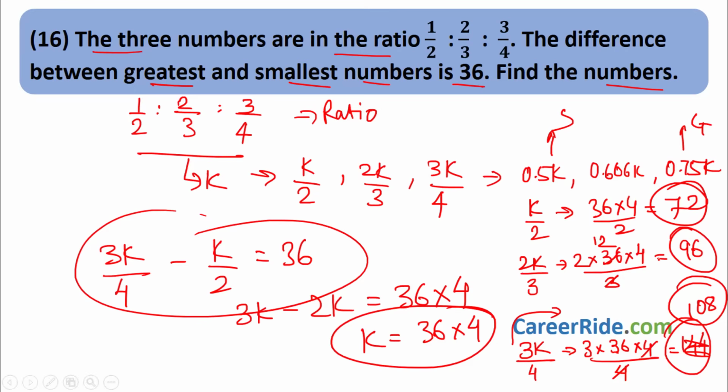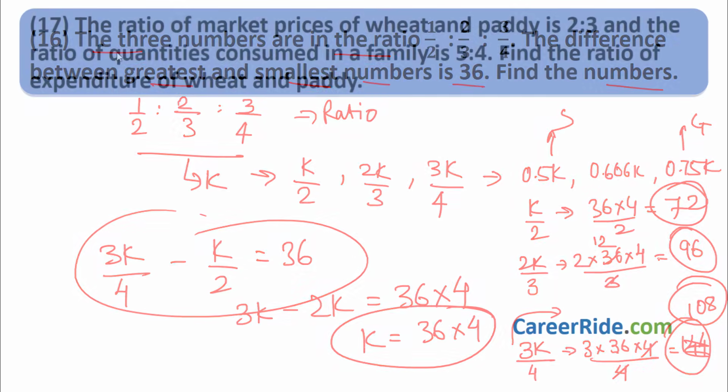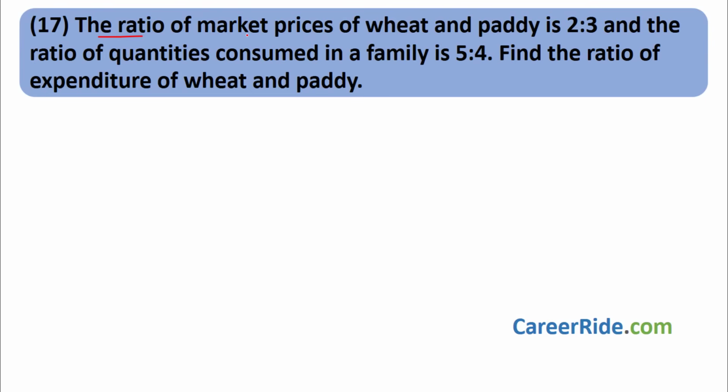Moving to question number 17. The ratio of market prices of wheat and paddy is 2:3 and the ratio of quantities consumed in a family is 5:4. Find the ratio of expenditure of wheat and paddy. Here we do not know actual values, we know only the ratio. So price of wheat is to price of paddy is how much? 2:3. The ratio is 2:3.